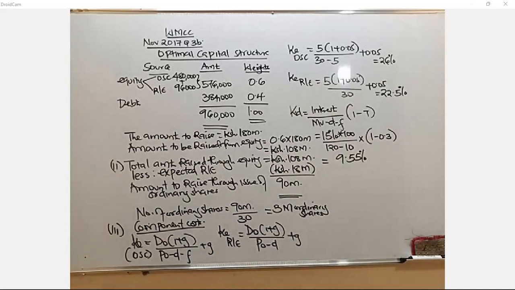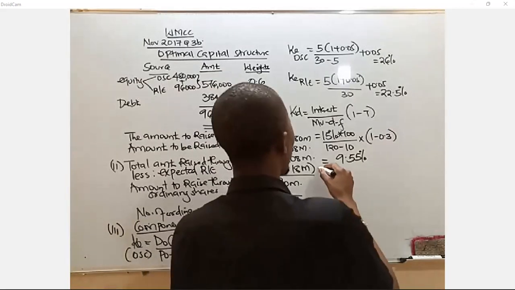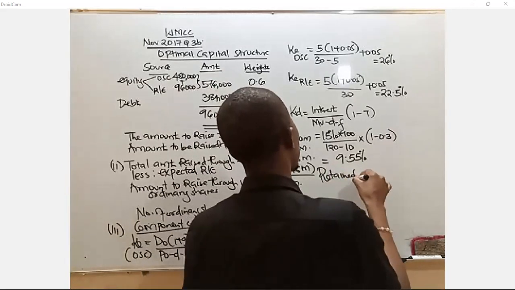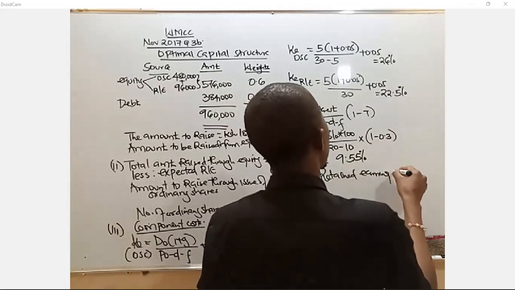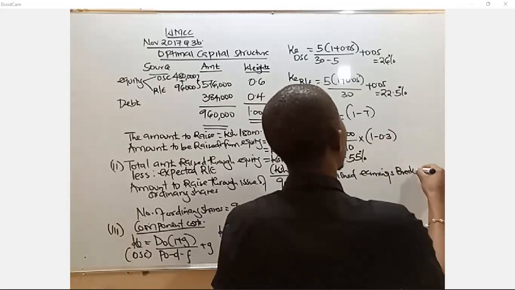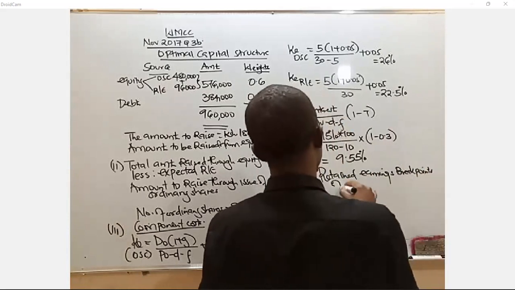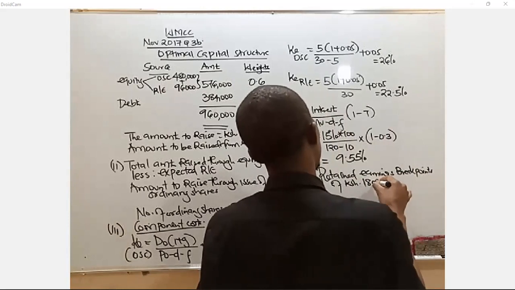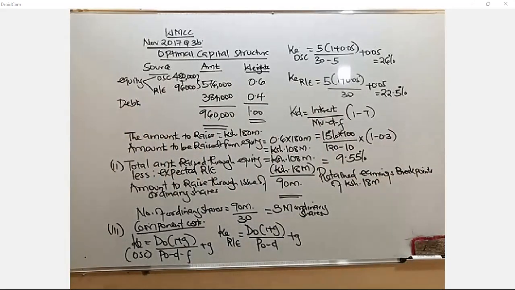Now, from there, I just want to utilize the available resources. We are told that the company expects to retain 18 million. You normally look at the aspect of the breakpoint because that is where we start our question. So let us calculate the retained earnings breakpoint of Kenya shillings 18 million.